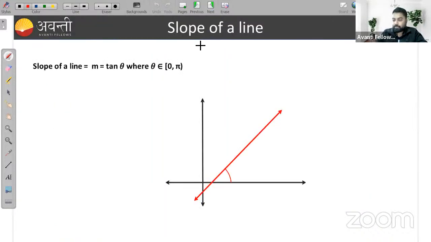The slope of a line is denoted as m, and that is tan theta, where theta belongs to 0 to pi. If a line, suppose this red line, makes an angle theta with the positive x-axis in the anticlockwise direction, we take this angle as theta. Then what is the slope of this line? The slope will be tan theta.